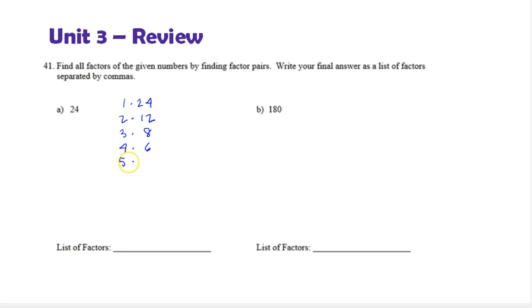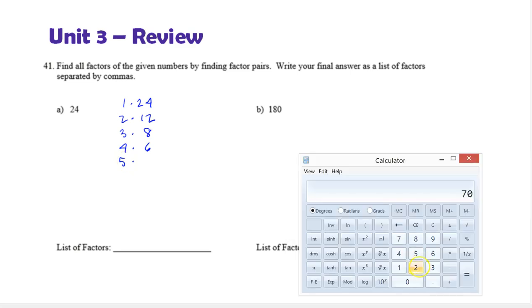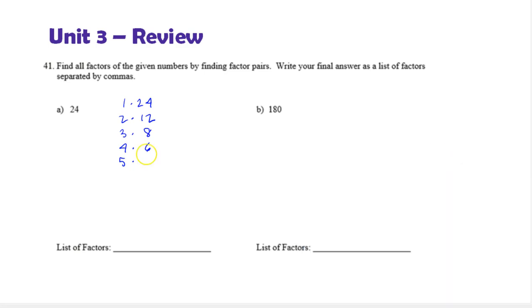Move up to 5. Well, 24 isn't divisible by 5. Let's take a look at it. Since there's a decimal, that means there's a remainder. I'm going to write this 4.8 though. And then we'll cross this out. Okay. So these are not factors, but notice here the left-hand numbers were smaller than these numbers.